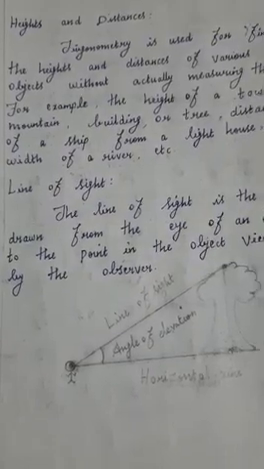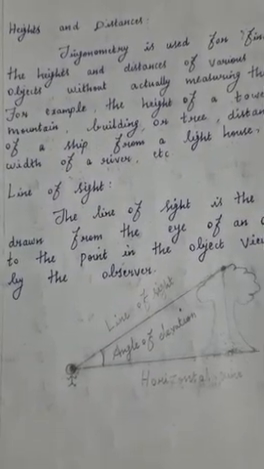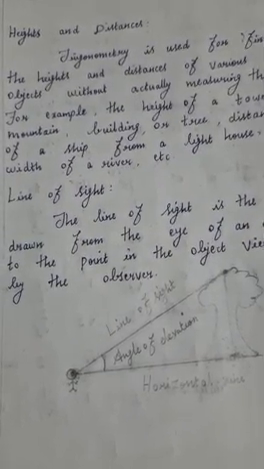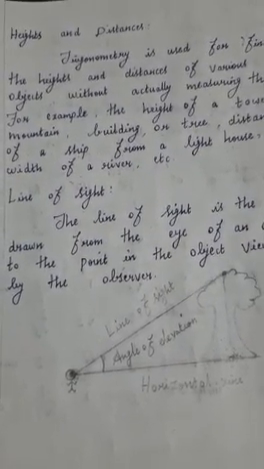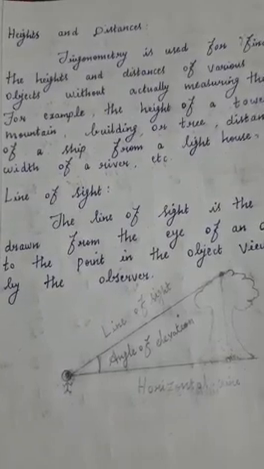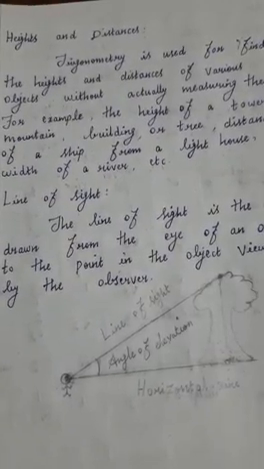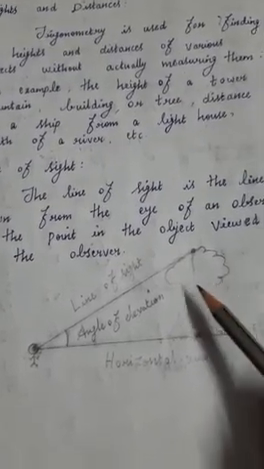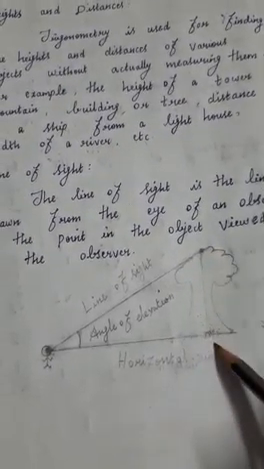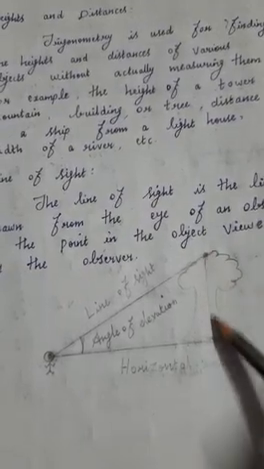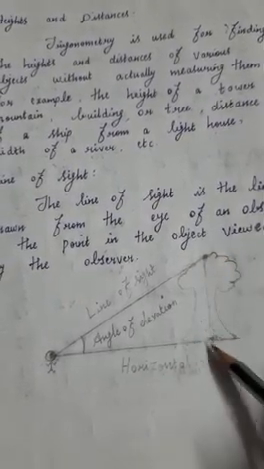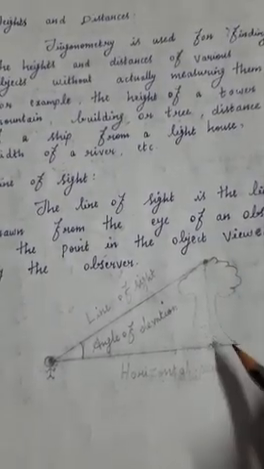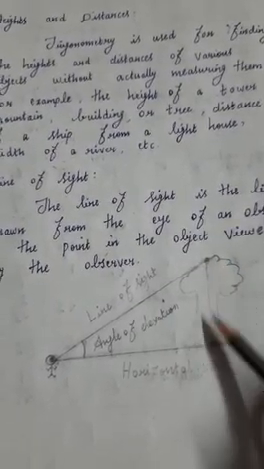Now let us see the topic heights and distances. Now we are going to learn how to find the heights and distances of various objects using trigonometry. For example, if you want to find the height of a tree, how will you find it? No need to measure the height of the tree. Without actually measuring it, using trigonometry we can find the height of the tree.